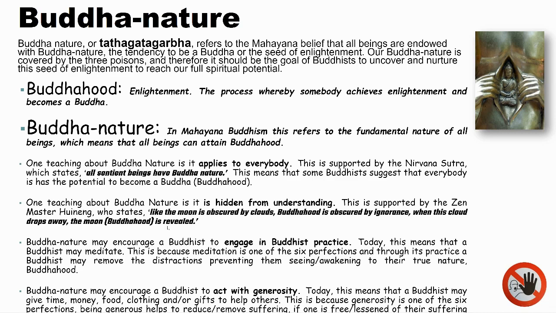Meditation is one of the 6 perfections that are really important to develop. It helps you remove the distractions preventing you from seeing your primordial awareness, your true mind, your luminous mind, your true nature, that is your Buddha nature, and thus achieve Buddhahood. But also encourage you to act with generosity, giving time, food, clothes, money to others to help others. This generosity is also one of the 6 perfections, the 6 virtues. And being generous helps reduce and remove suffering. And after all, if you lessen and free the suffering of others, you lessen and free your own suffering.